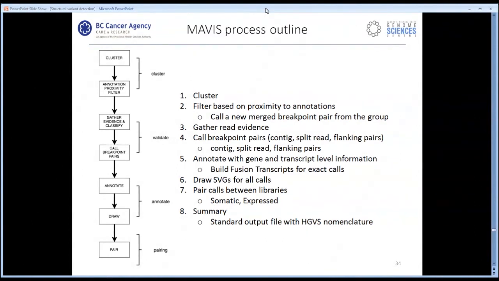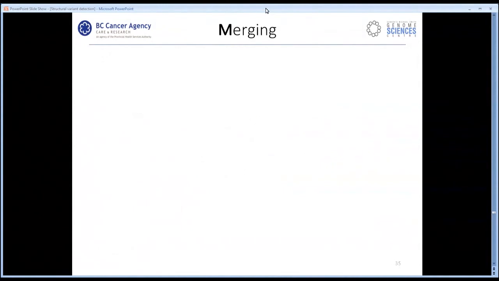So, for example, with a DNA-RNA pair, we would be interested in somatic events, we'd be interested in germline events, and events that are expressed in the RNA. And then finally, we have a standard output with HGVS nomenclature, so we have no confusion about the genes that are being called in the gene fusion.